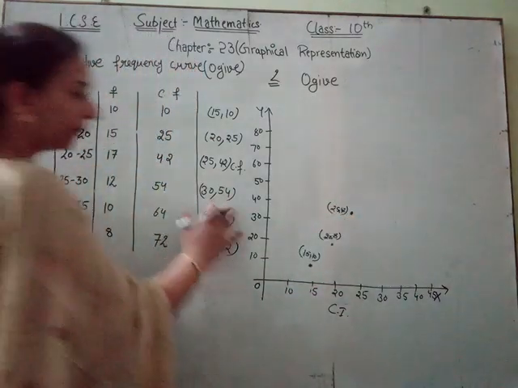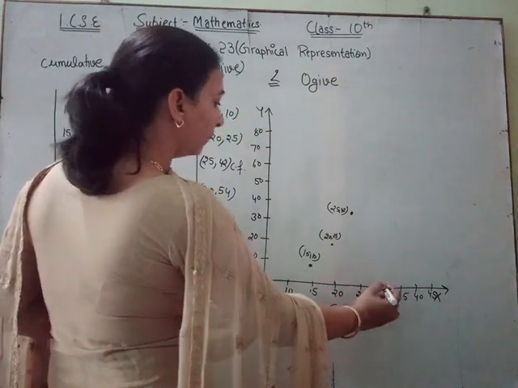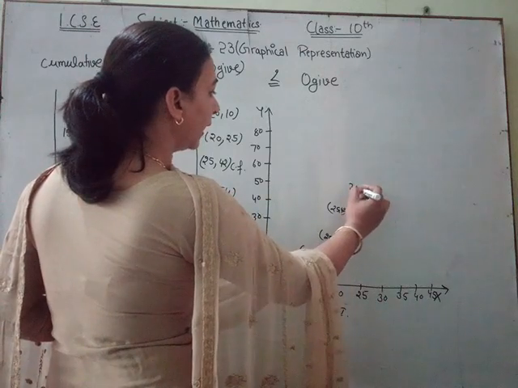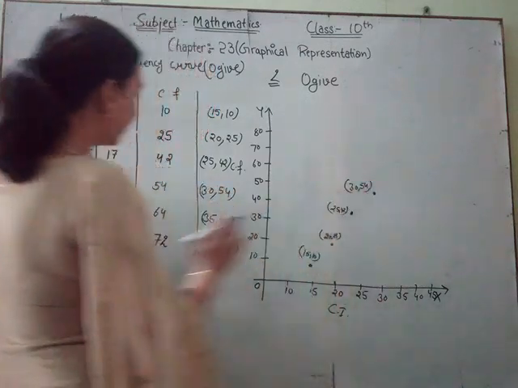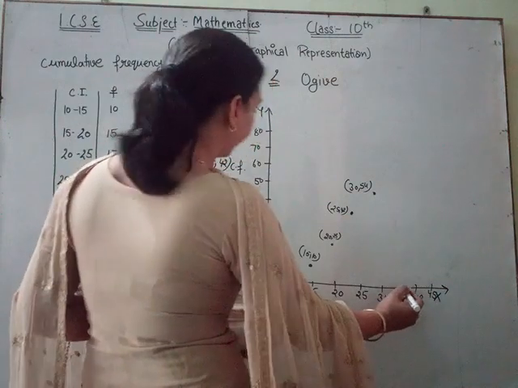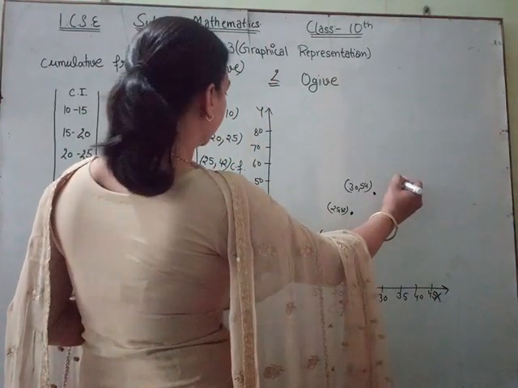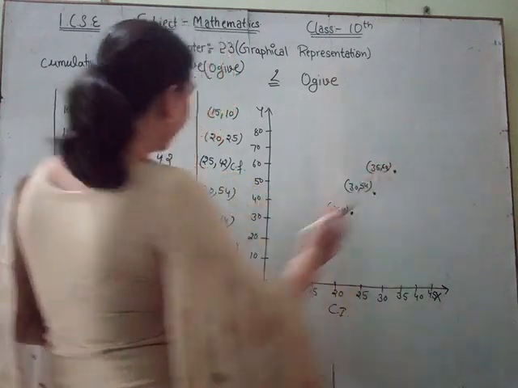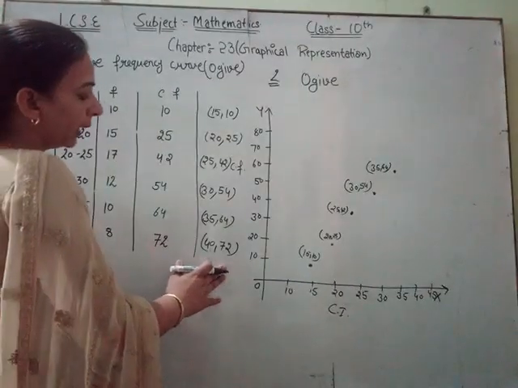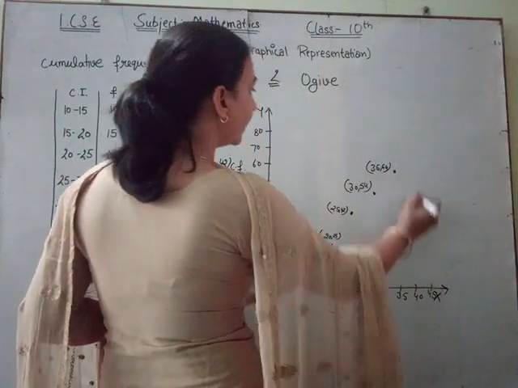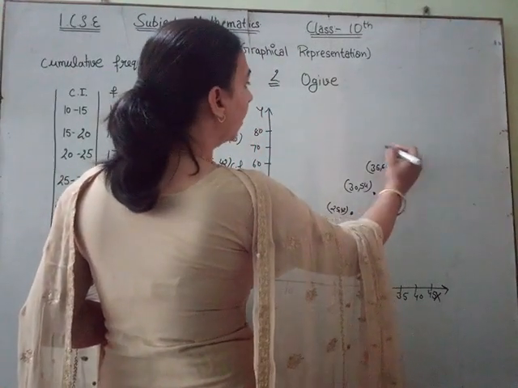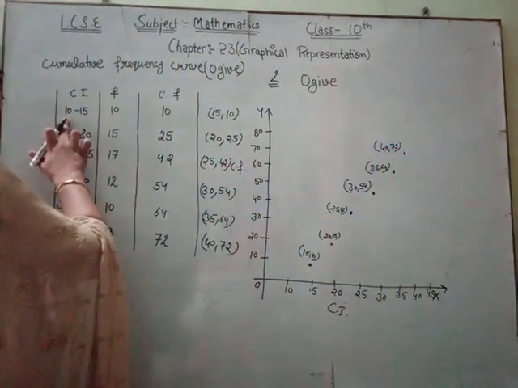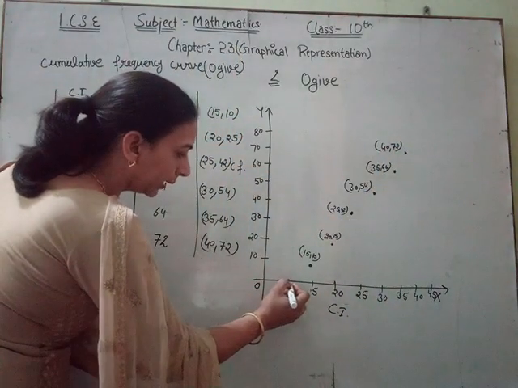Next is 30 and 54. This is point 30 and 54. Next point is 35 and 64. This point is 35 and 64. Okay, and the last point is 40 and 72. This point is 40 and 72. And first we take the lower limit, this is 10. We take lower limit 10.